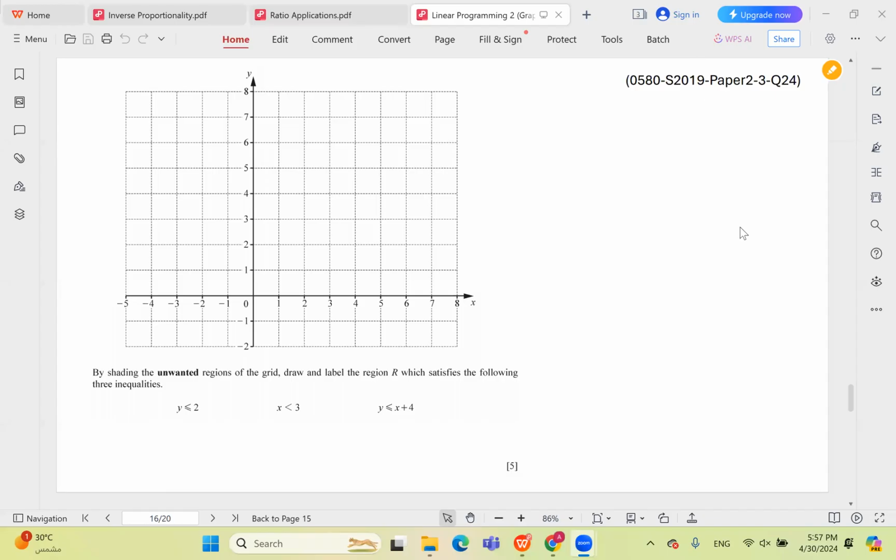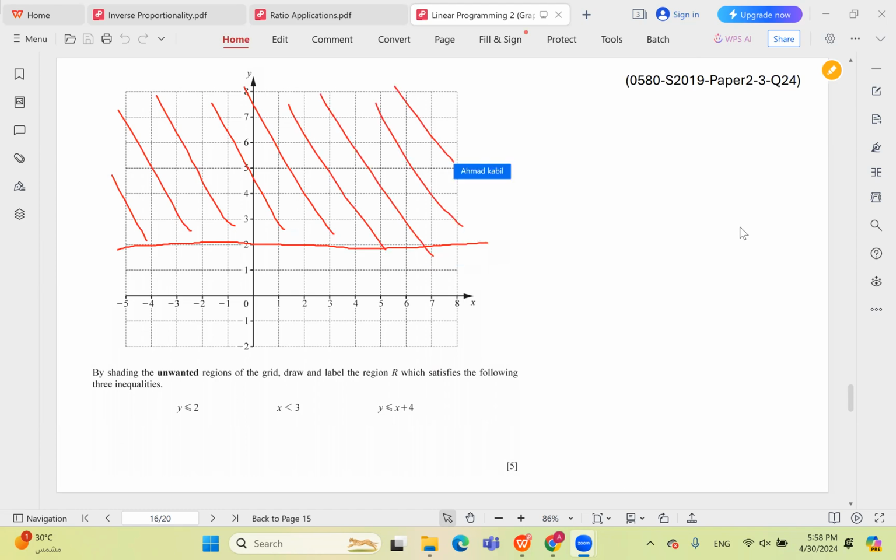By shading the unwanted regions of the grid, draw and label the region R, which satisfies these three inequalities. So let's start with y less than or equal to 2. This is a horizontal line cutting the y-axis at 2. And we want to be less than, so we don't want to be greater than, so let's just shade everything above it.